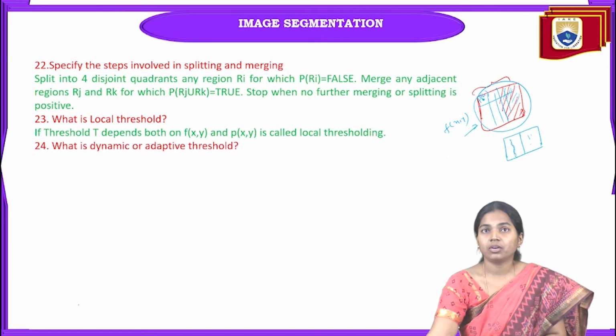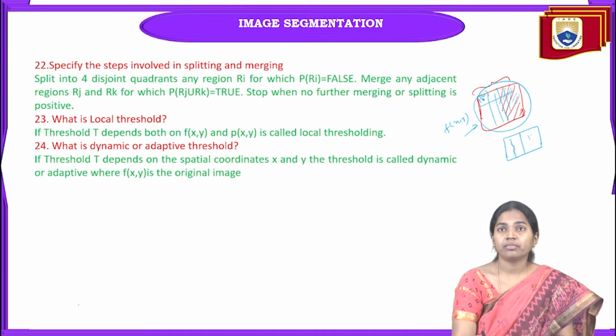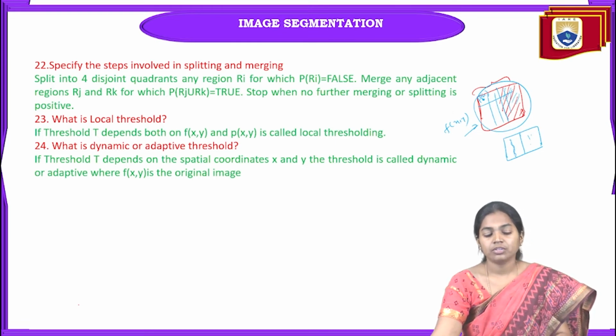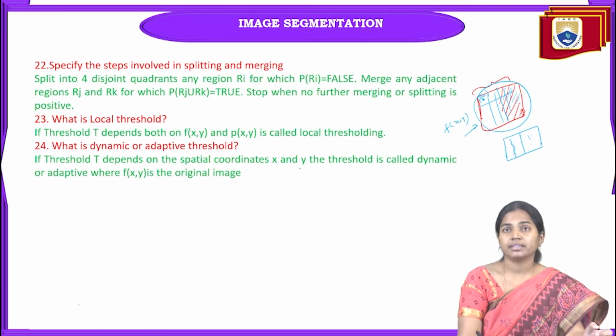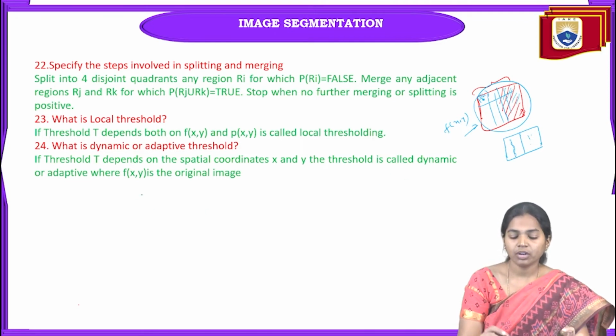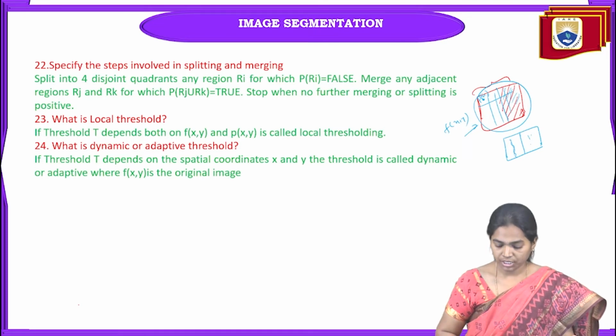What is dynamic or adaptive thresholding? If the threshold T depends on the spatial coordinates x and y, the threshold is called dynamic or adaptive, where f of x comma y is the original image. So the thresholding T depends on the spatial coordinates x and y, and that thresholding is called dynamic or adaptive, where f of x comma y is the original image.